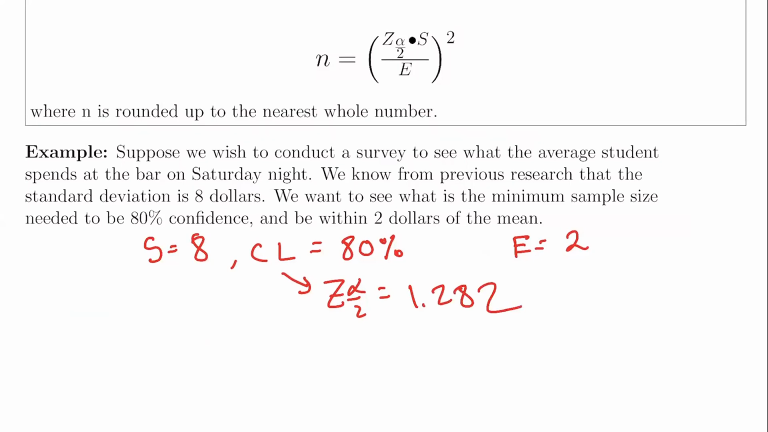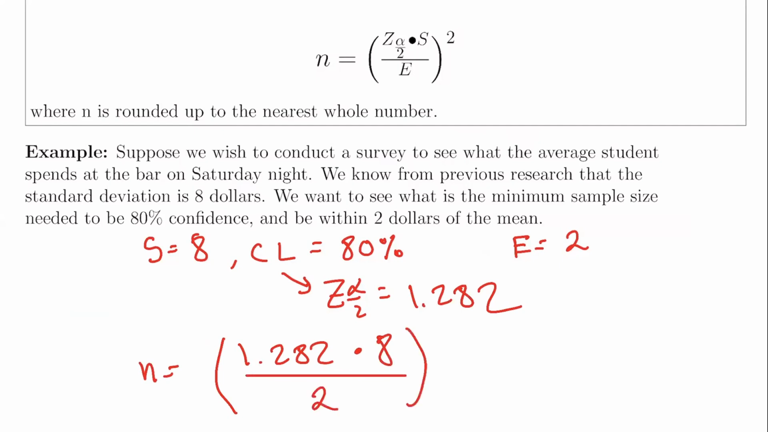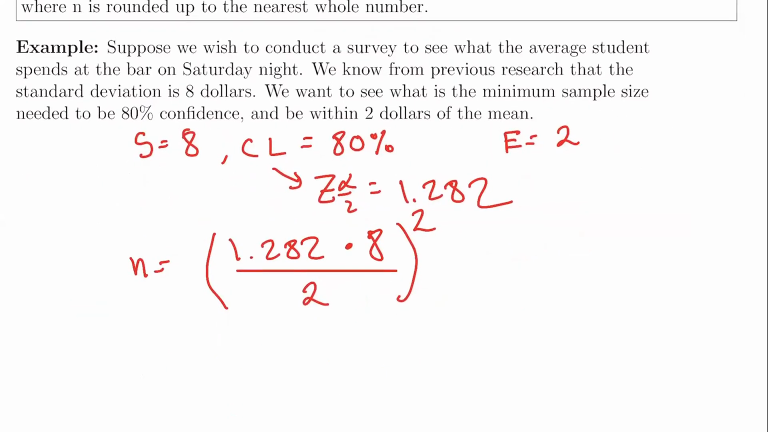All right, so if you look at it, I already have everything necessary in order to solve for this N. So we'll say N is equal to Z, which is 1.282, multiplied by sample standard deviation, which we found to be 8, divided by my margin of error, which was 2. And we're going to take this to the second power. Any question for any of those 3 substitution?